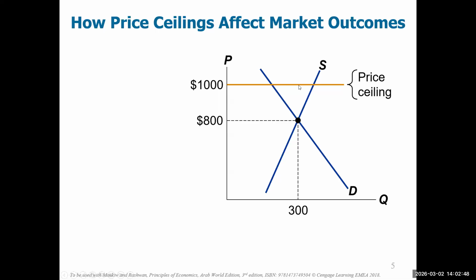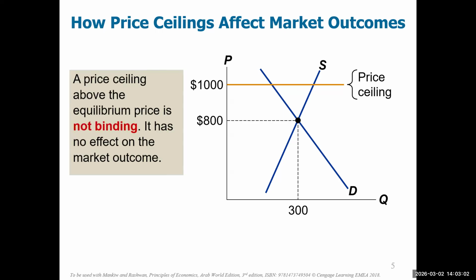So this price ceiling is not an effective price ceiling because it's already above. The whole idea of a price ceiling is to reduce the rent. So this is useless. This is not going to have any effect in the market, and we call this non-binding, okay? We call this not binding. That means it's not going to have any effect on the market.